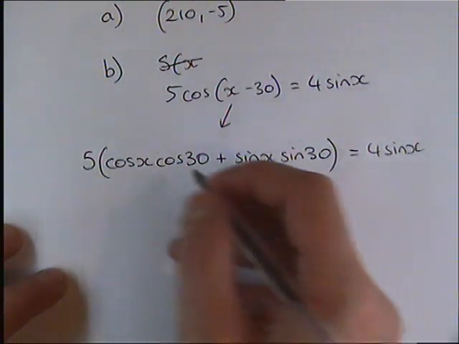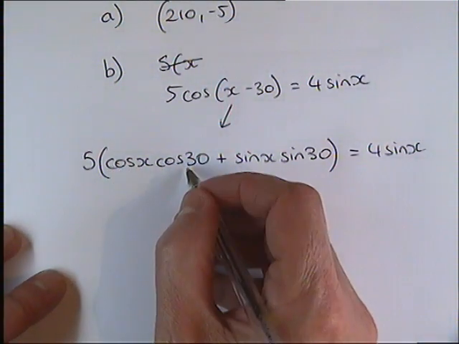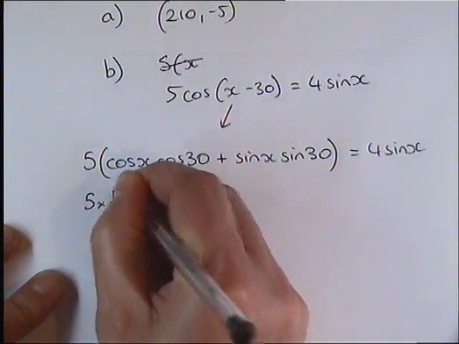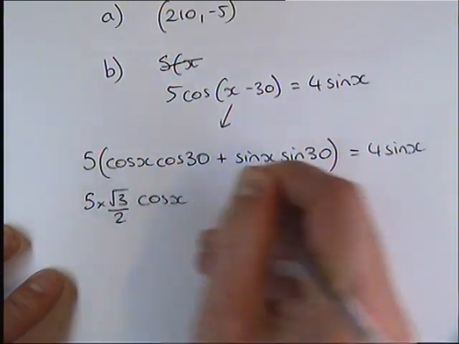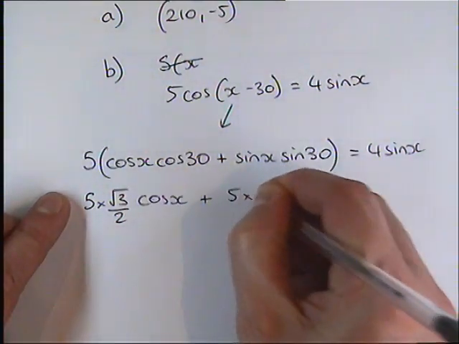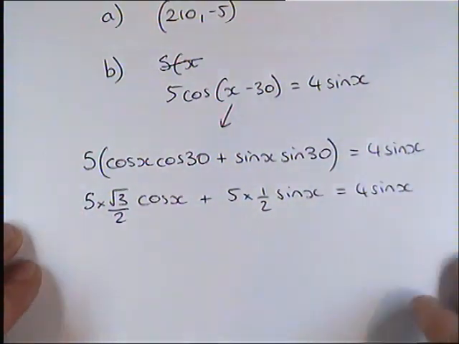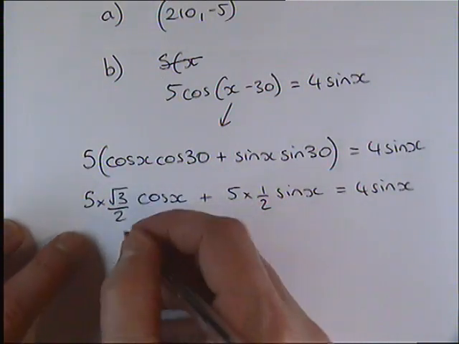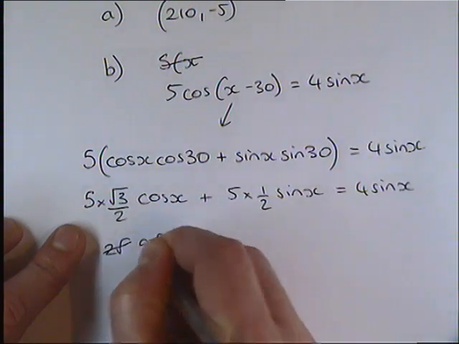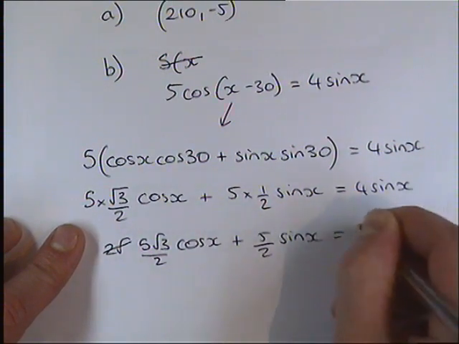How am I going to deal with this? Well, actually, the good news is that a number of these things are things that we already know. So cos 30 is root 3 over 2, I think it is. 5 times root 3 over 2 cos x plus, and remember sin 30 is 1/2, so 5 times 1/2 times sin x. Simplify these as much as you can. So 5 root 3 over 2 cos x plus 5 over 2 sin x equals 4 sin x.